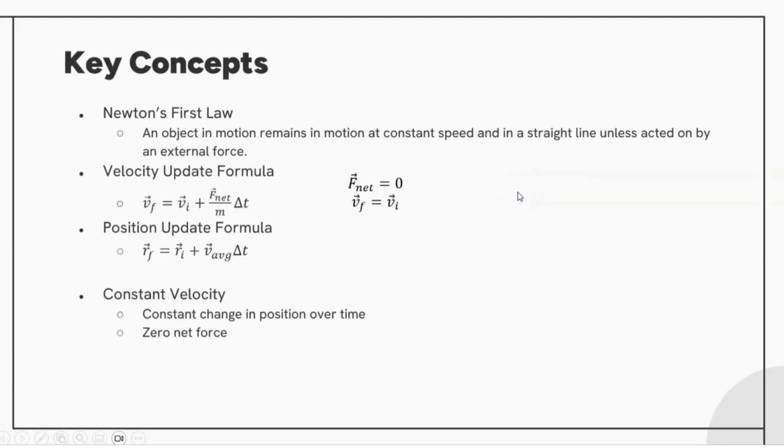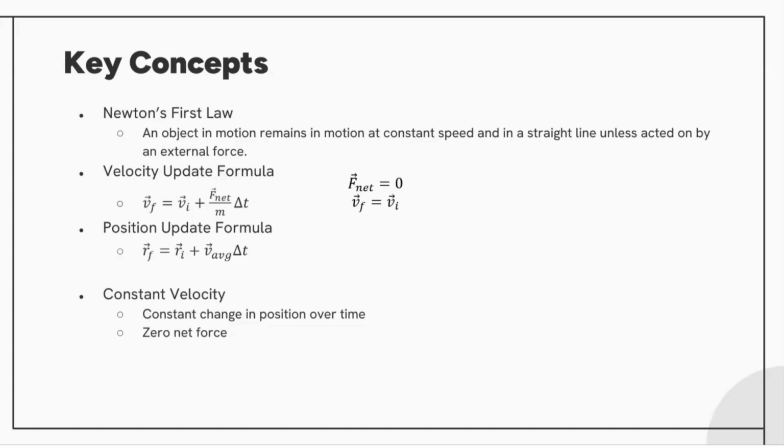Some key concepts I used were Newton's first law, which basically stated that an object in motion would remain in motion unless acted on by an external force. So in this case, to have something at a constant velocity, I would need a net force of 0. And using the velocity update formula, if the net force was 0, then the final velocity would equal the initial velocity, meaning that the velocity would stay the same throughout the entire experiment.